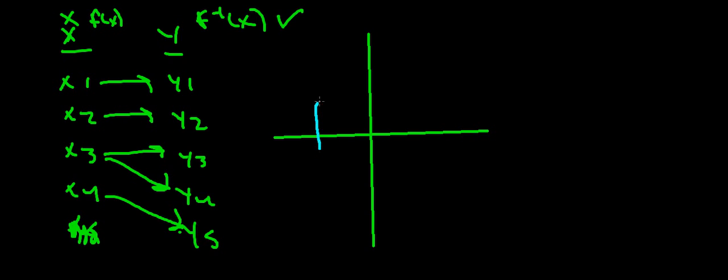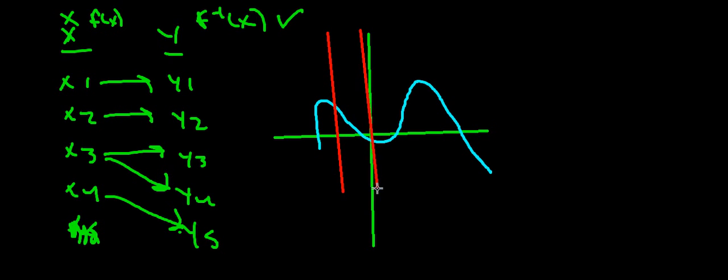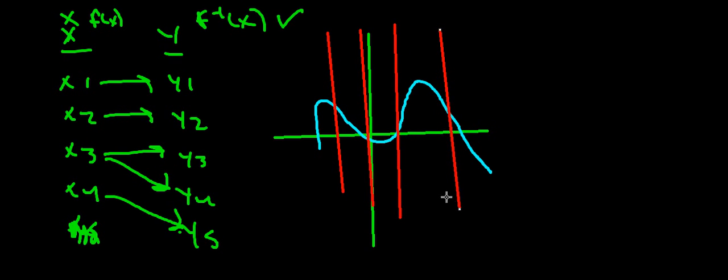So say if I have some function like this, and I want to know if it's a function or not. Well, what I do is that I draw a series of vertical lines, and if it crosses more than once, then it's not a function. But you can see that here this is a function.